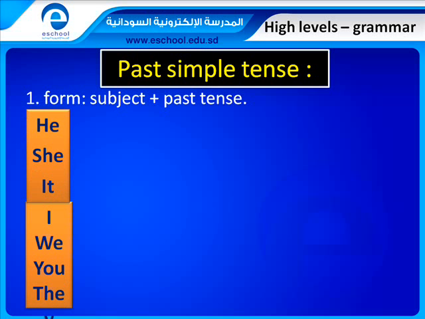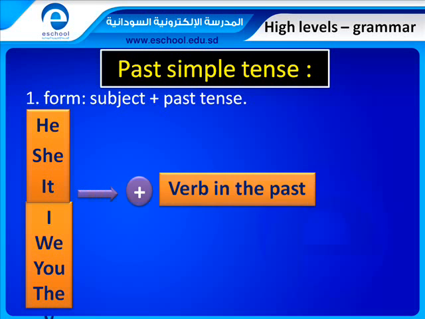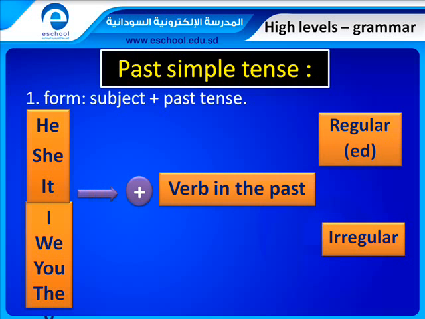Here is the rule: he, she, it, I, we, you, they, all the pronouns and all the nouns, plus verb in the past. Verbs in the past consist of two kinds: the first one is regular verbs and the second one is irregular verbs. The regular verbs are the verbs that we add ed at the end, like visit, visited, decide, decided, play, played. And irregular verbs have no set rule, like go, went, cut, cut, write, wrote.